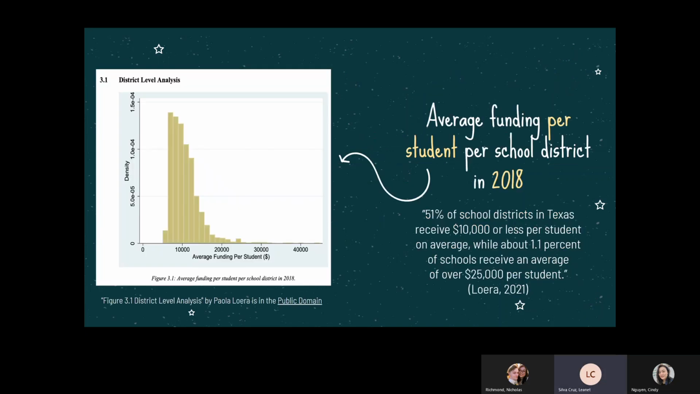Here we examine a graph that shows the funding per student in 2018 here in Texas. We can conclude from this data that 51% of the school districts spent nearly $10,000 or less per student. This is less than half of what other students receive at a national level. The disparity here is clearly unbalanced, and it shows how the students are being affected by something completely out of their control.